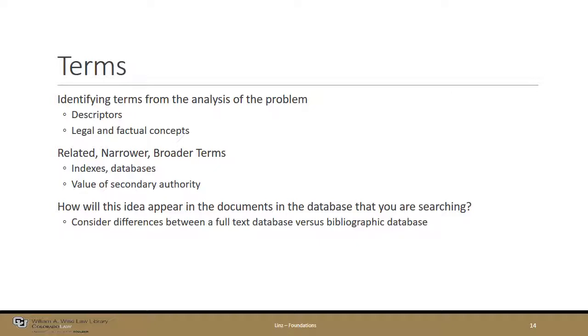find those search terms. The other thing we're going to want to consider under this analysis step is how will the documents appear in the database we're searching. We tend to think we're searching full-text databases, and all of the terms within that database are indexed and searchable. This is not always the case. If you search a bibliographic database like a law library or library catalog, that generally is going to have just titles, subject descriptors, maybe some note fields. And so those search terms will have to look a little bit different than if we're searching a full-text database.